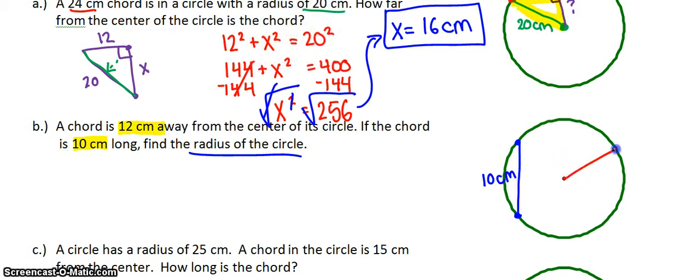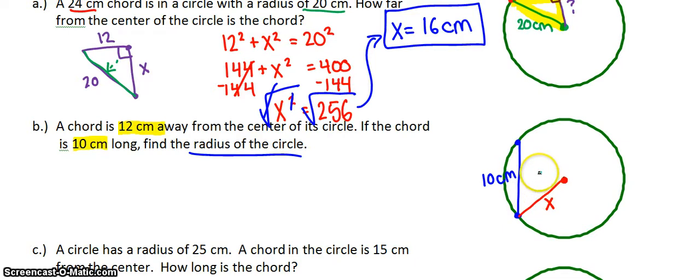So again, I could draw the radius here and say how far is that, but these are disjoint, and it doesn't help me solve the problem. So I want to start to set up a right triangle so I can use Pythagorean Theorem. So I'm trying to figure out how long the radius is. So this will be my unknown.